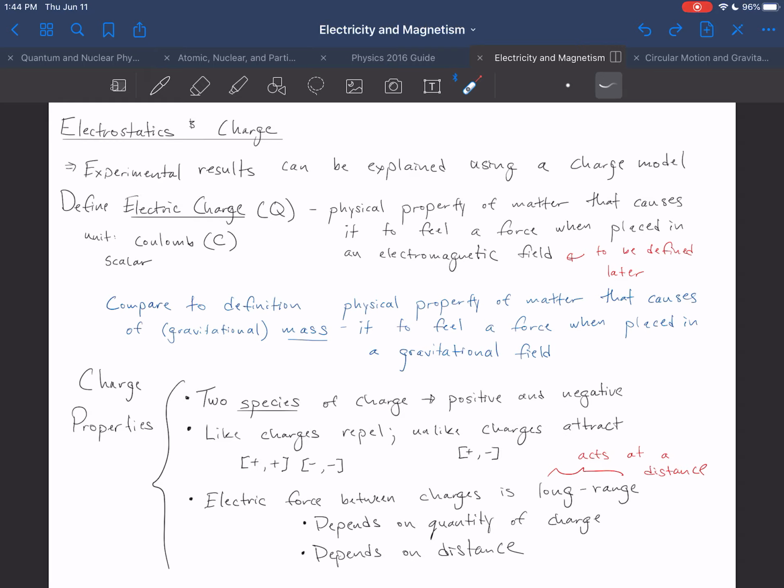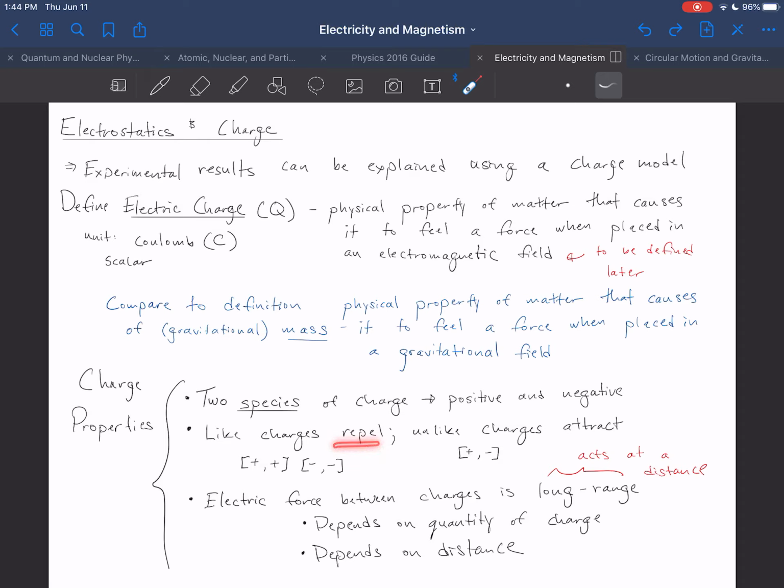So, other things that charge has, though, that mass does not, is that there are two species of charge. Species in this use just means type. So there are two types of charge, positive and negative. And as you probably studied in middle school, like charges repel and unlike charges attract. So two positive charges will repel, two negative charges will repel. Those are like charges. And unlike charges will attract. So positive and negative charges attract each other.